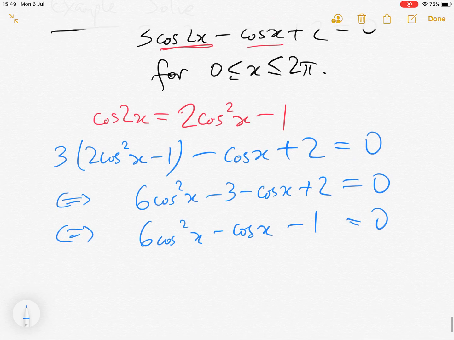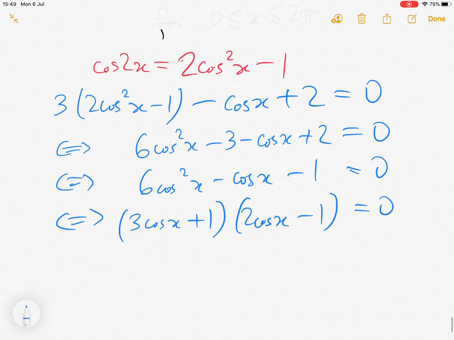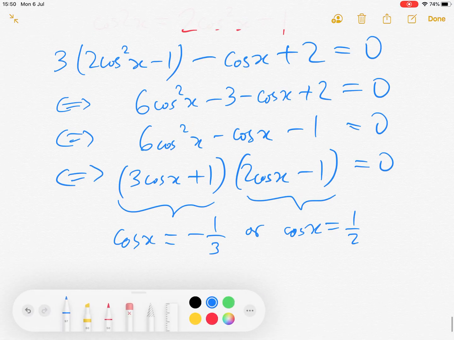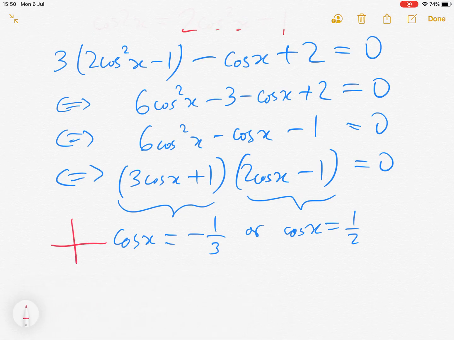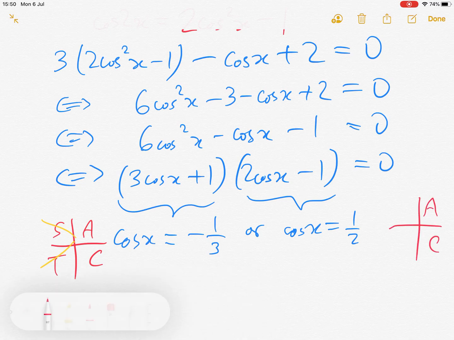And then observe you can solve this either using the formula or simply notice that it factorizes. So from this bracket we get cos x is minus 1/3, and from the other bracket we get cos x is 1/2. So for cos x equals minus 1/3, we're going to get solutions in S and T. And for cos x equals 1/2, we're going to get solutions in A and C.